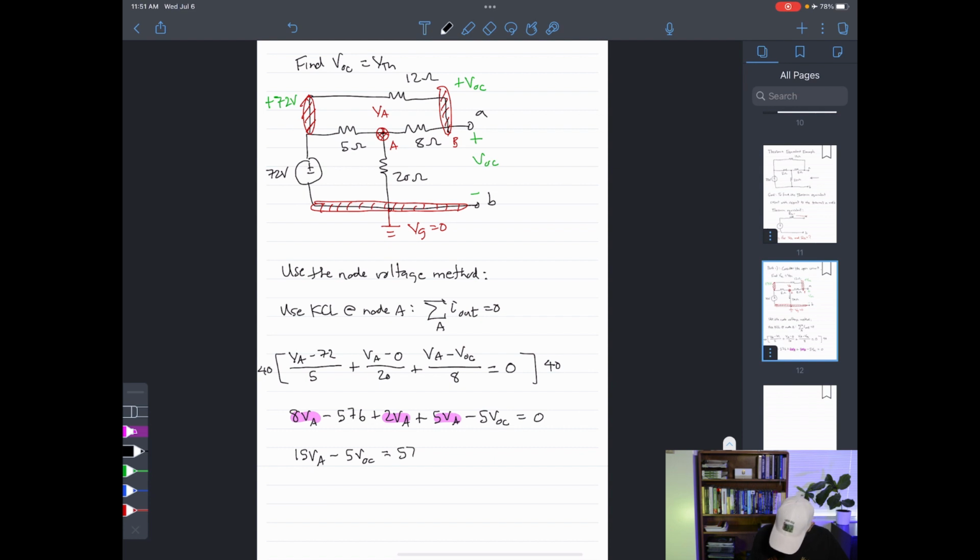And this is an important equation. I'm going to go ahead and label that as equation 1. Now, I need 2 equations in order to form a system of equations. The other node where I can actually use the node voltage method to construct another equation is at this node. This is node B.